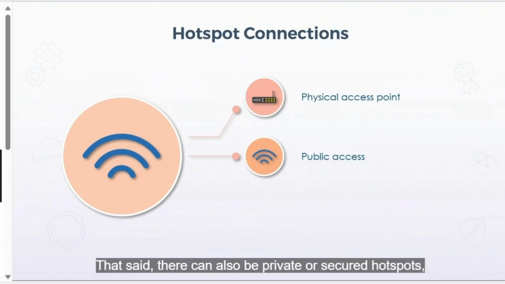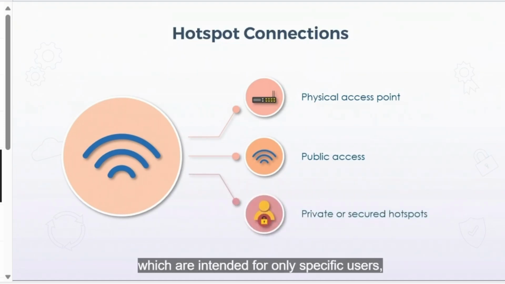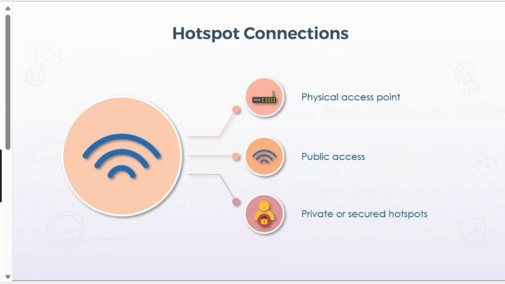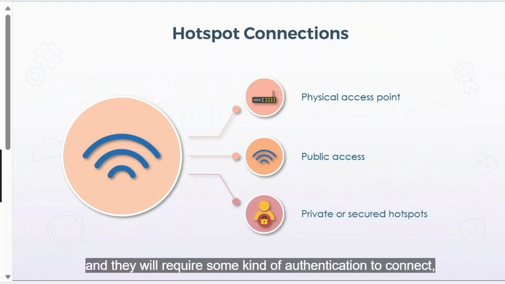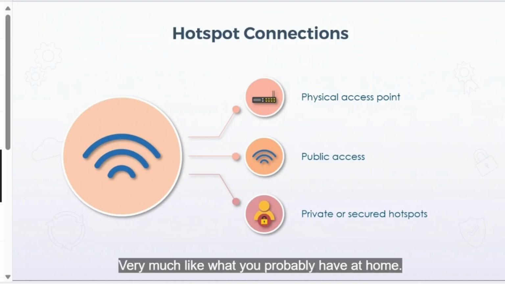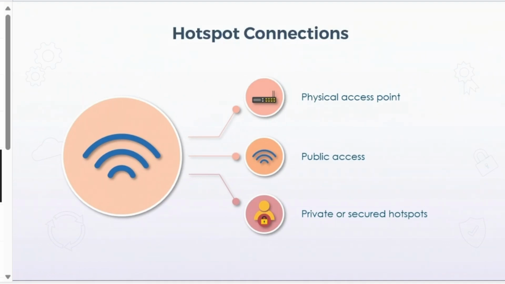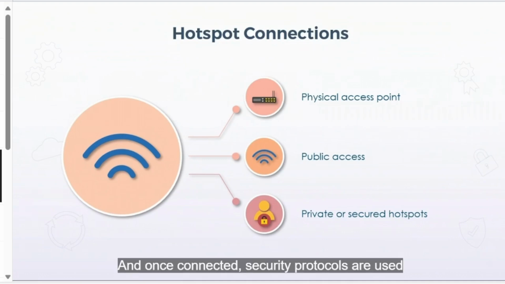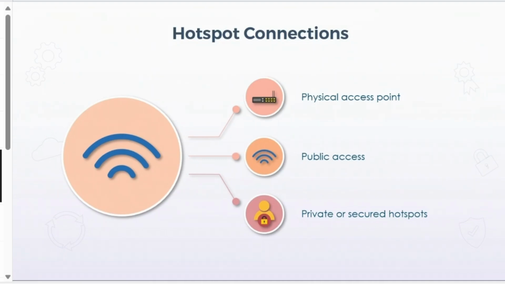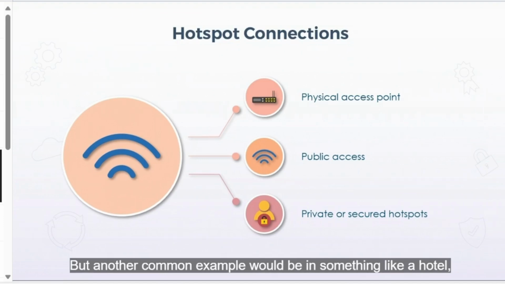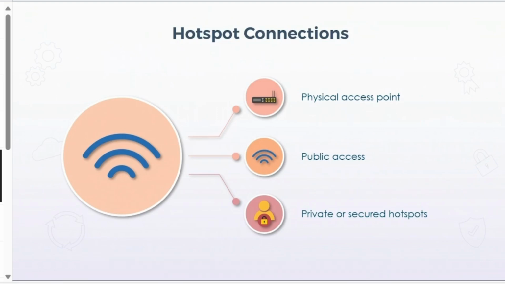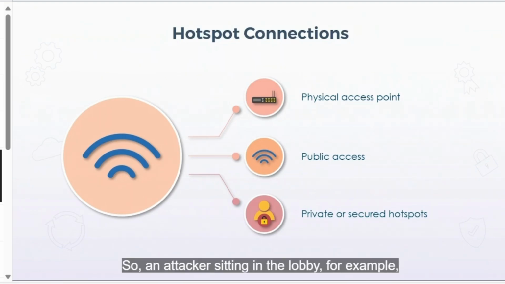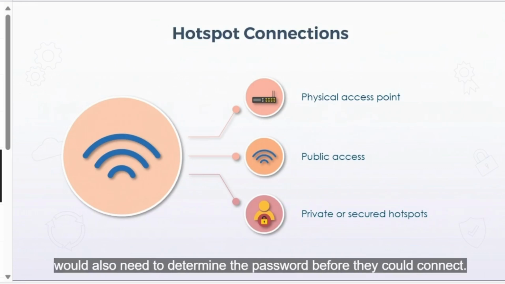That said, there can also be private or secured hotspots which are intended for only specific users, and they will require some kind of authentication to connect, such as a password, very much like what you probably have at home. And once connected, security protocols are used to protect the data being exchanged between your mobile device and the access point. Another common example would be in something like a hotel, whereby only guests of the hotel would be given the password. So an attacker sitting in the lobby, for example, hoping to pick up on stray signals, would also need to determine the password before they could connect.